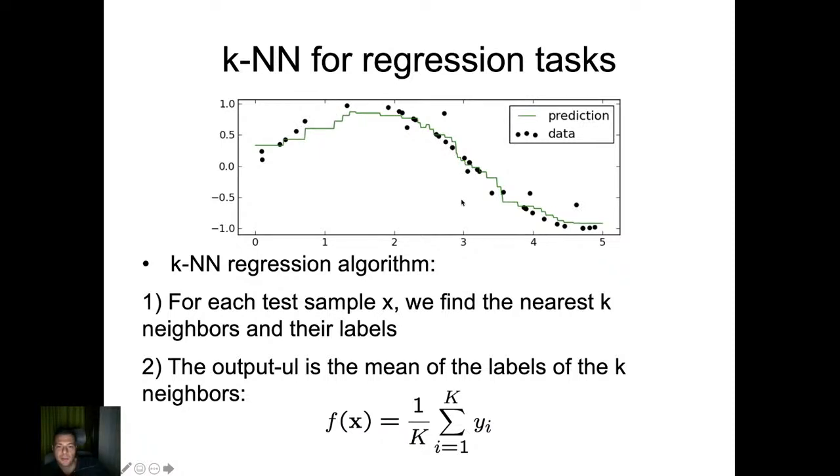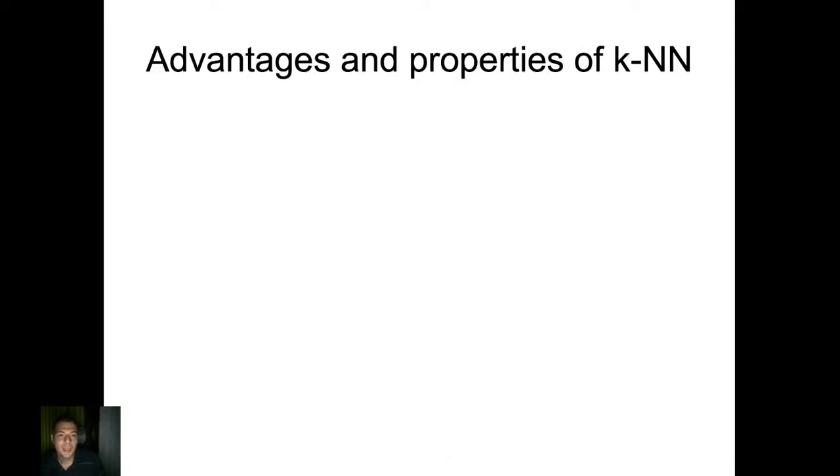Okay, so the prediction for the output is, once you have the k nearest neighbors, you just compute the average prediction of your k data points, and that is the value for your test sample x. Okay, so this is just the application of k nearest neighbor to regression. Now about the advantages and properties of KNN.